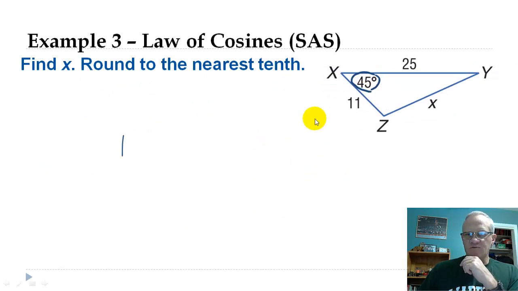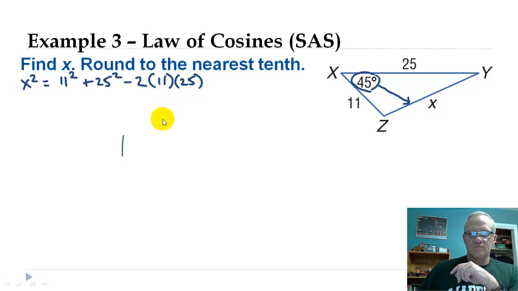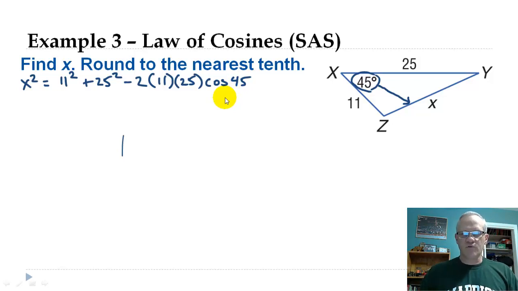So if 45 degrees is what I have, go straight across from this, it's side x. This is where I'm going to start. So x squared equals each one of these squared: 11 squared plus 25 squared. What I like to think of there is that it's just like the Pythagorean theorem, a squared plus b squared equals c squared, but there's a little bit more. You're going to go minus 2 times each one of these numbers again, so 11 and 25, times the cosine of the angle that you started with, 45.